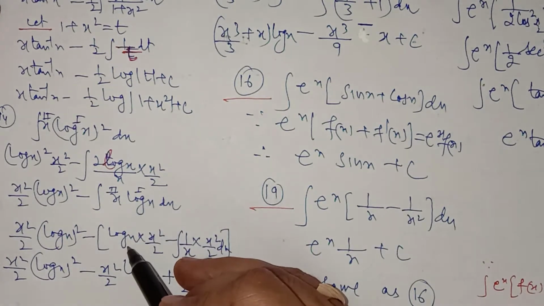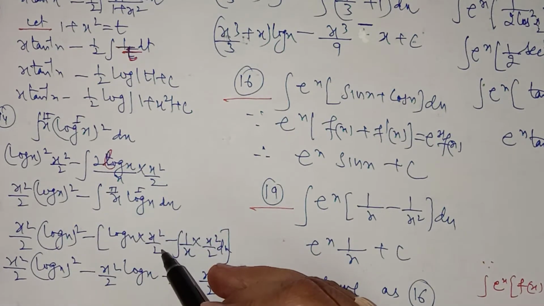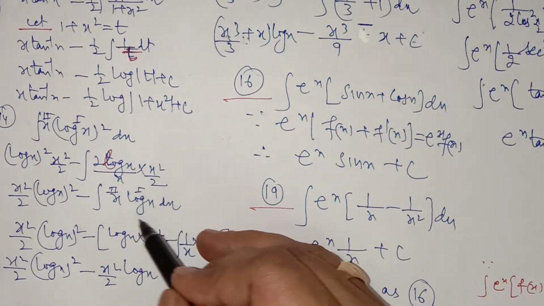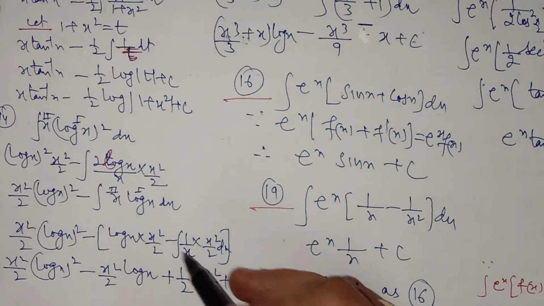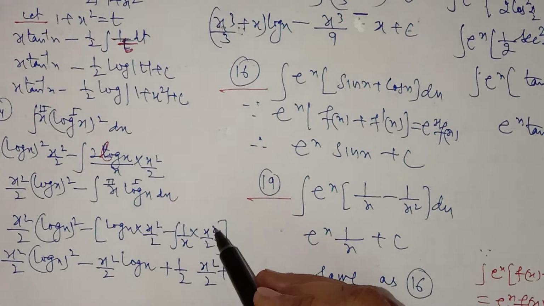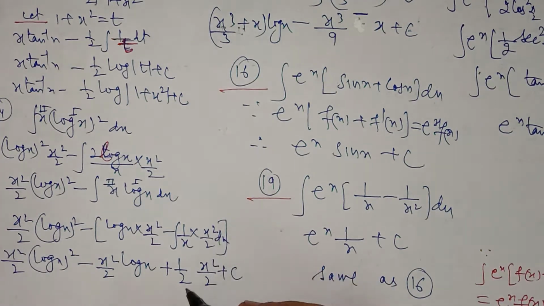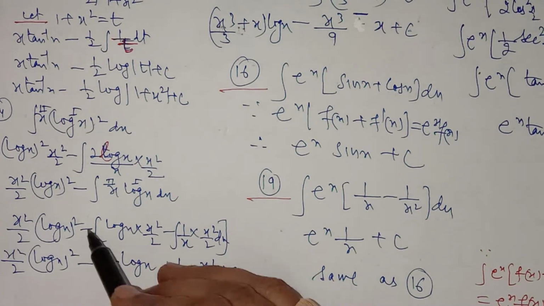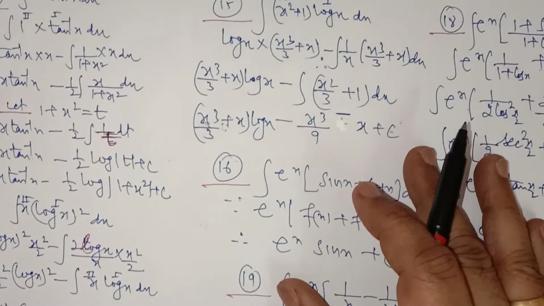The first function as it is, integration of x, which is x square upon 2, minus derivative of the first, which is 1 upon x, into integral of second, which is x square upon 2. And x will be cancelled out with x. So you have to integrate only x, which is x square upon 2, and half is already there. Open the bracket, taking care of this negative sign.